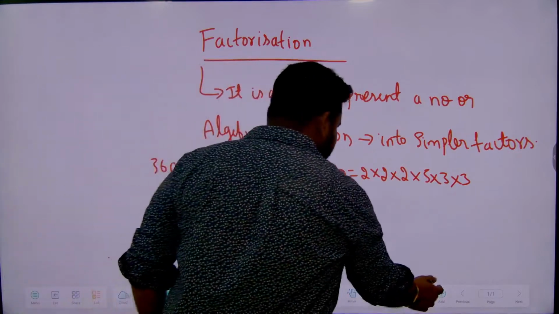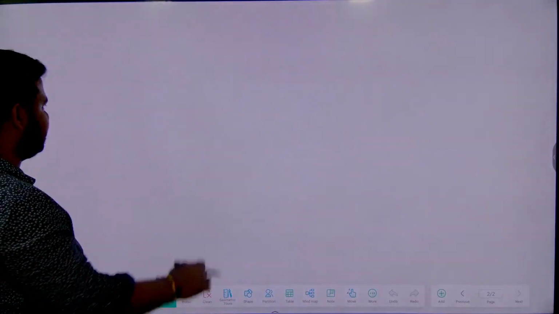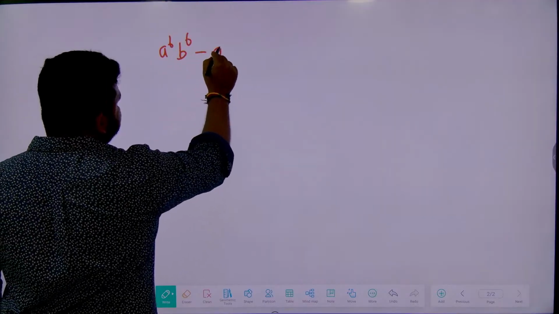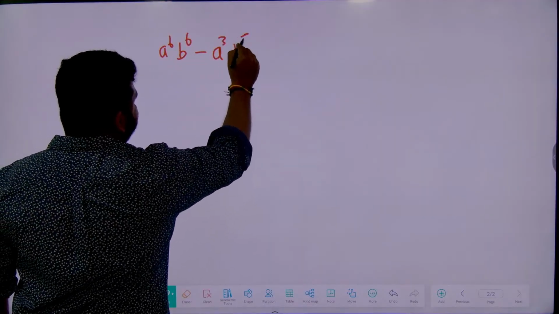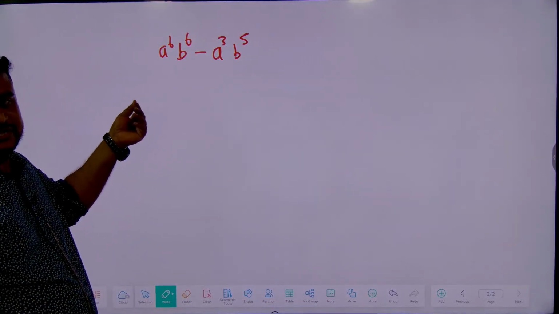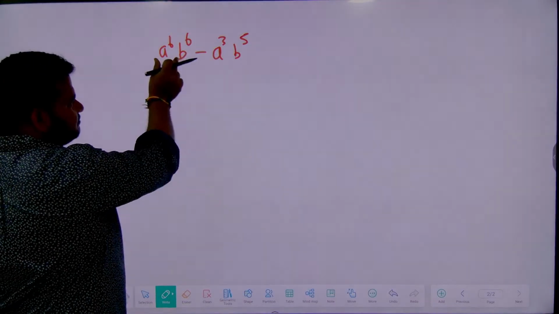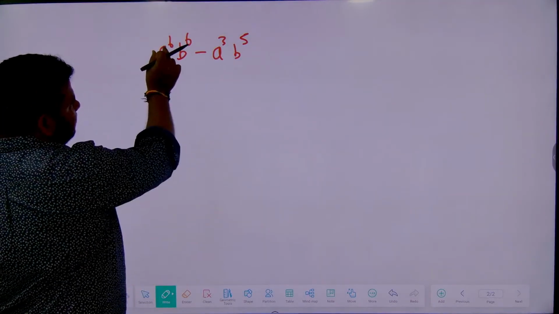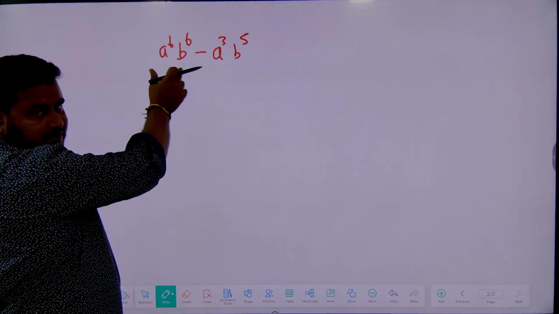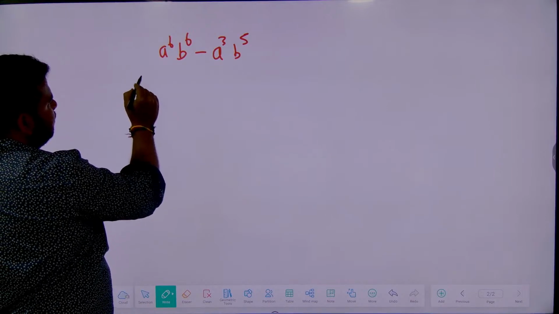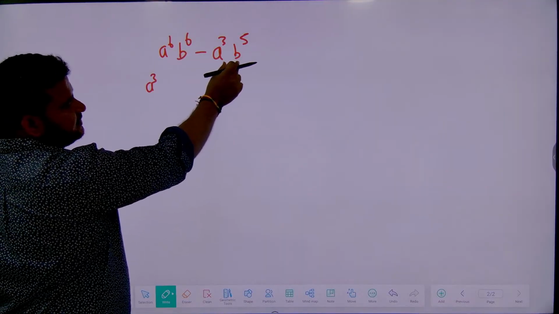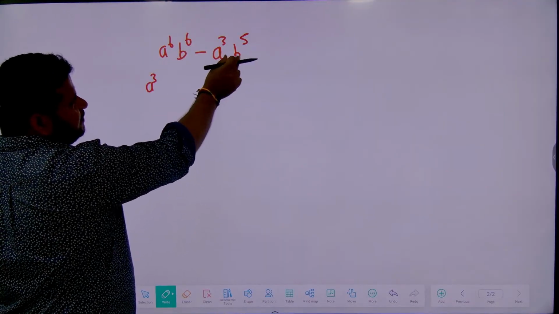Similarly, if I take an algebraic expression like a power 6 into b power 6 minus a power 3 into b power 5. Now here, if I have to factorize, you have to take common things. Both the terms have a and b, but here a to the power of 6 is there and here a to the power of 3 is there. So definitely I can take a to the power of 3 common outside. Look at b power 6 and b power 5, the one with the least power, b power 5, I should take.